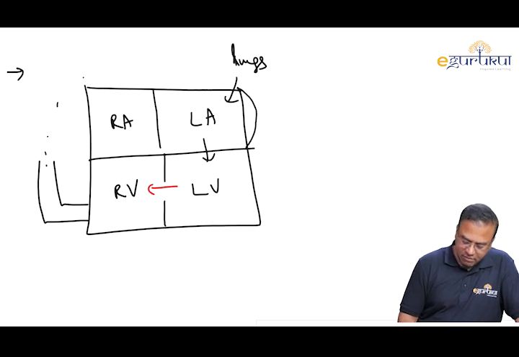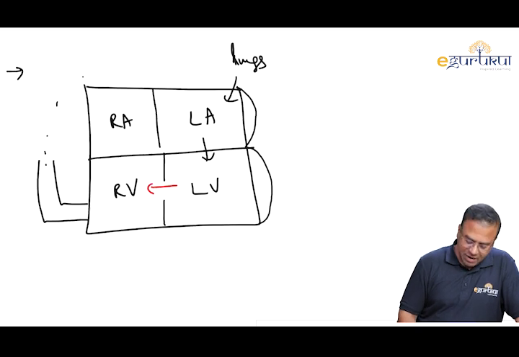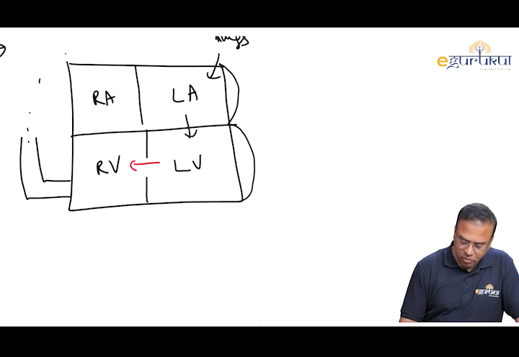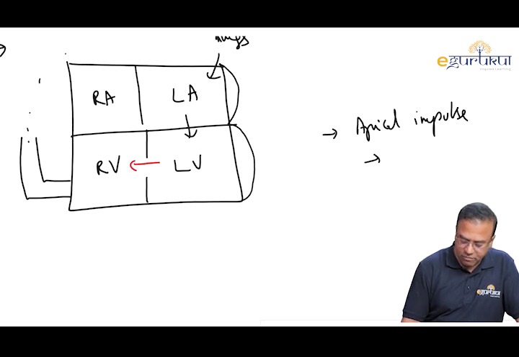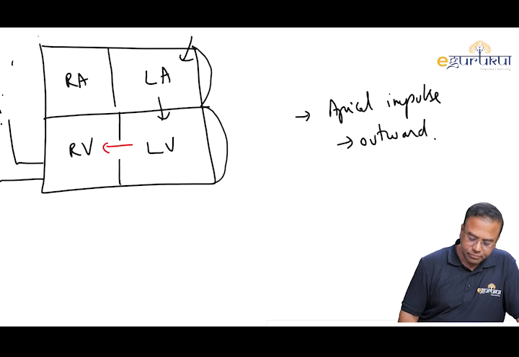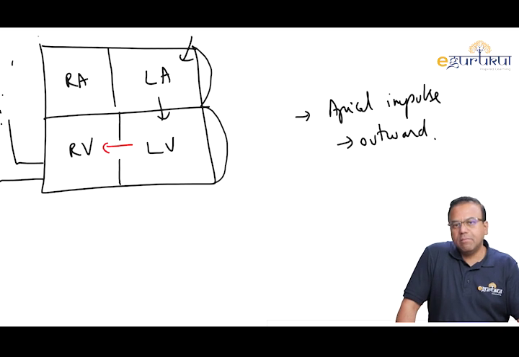Extra collection of blood in the ventricle in diastole also results in LV dilatation. This LV dilatation is the reason why you'll notice that the apical impulse is shifted outward. Outward shift of the apical impulse is mainly because of LV dilatation.